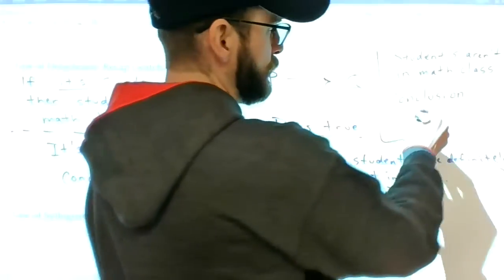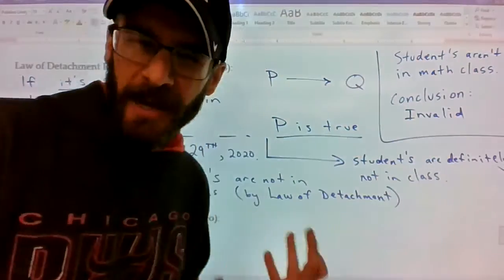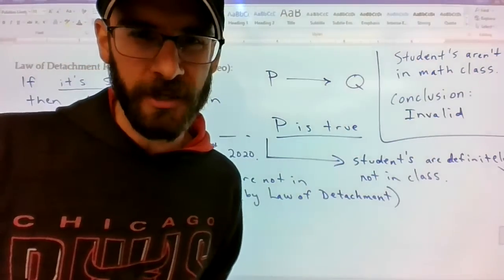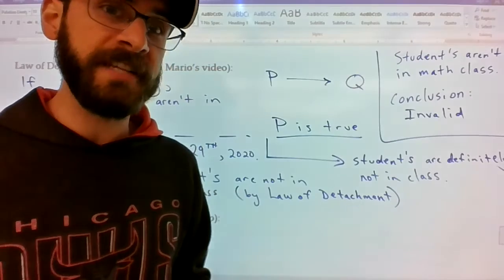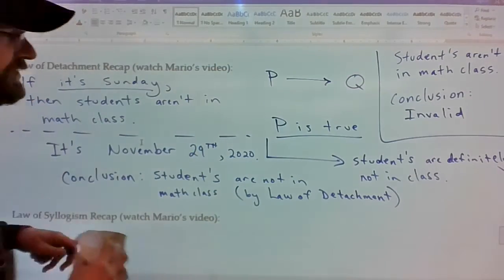There is no conclusion. This is sort of like, you might say invalid, that there's no conclusion to be made from that. So that's the law of detachment, kind of in a nutshell. The law of syllogism.